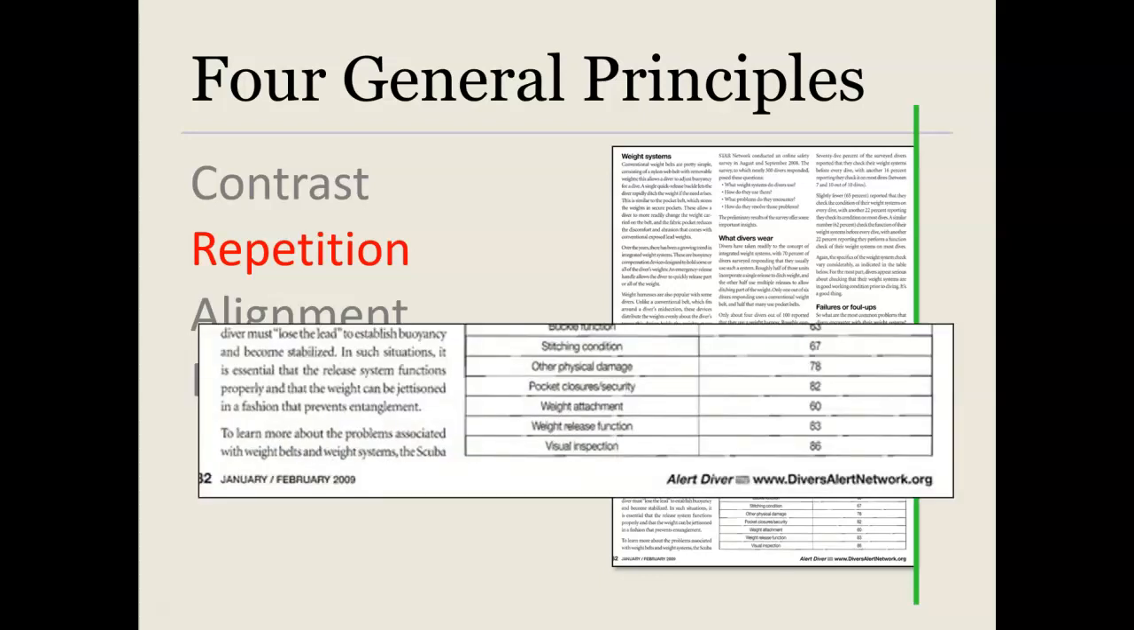So I'm going to blow up this example. It shows you what appears at the very bottom, because I know it's a little hard to read. It says 32, January, February 2009, then some blank space, Alert Diver, and a URL. On every verso page, same thing is going to appear. It'll have the page number in the same spot. It'll have the month that is issued in the same spot, and then it'll have that URL in the same spot. This is an example of repetition.